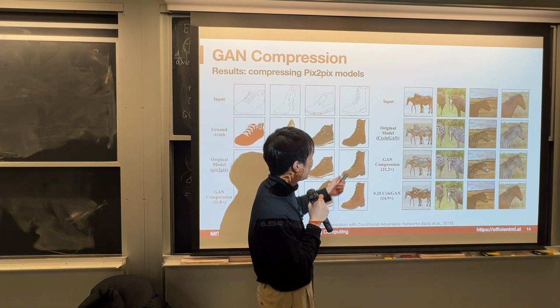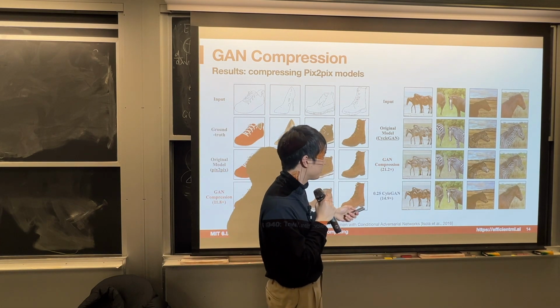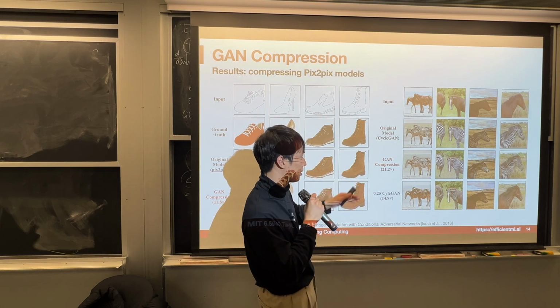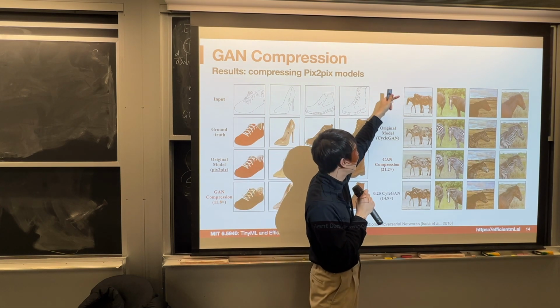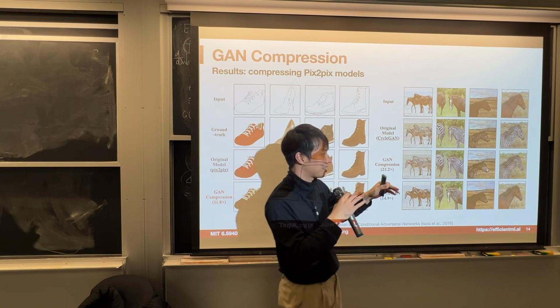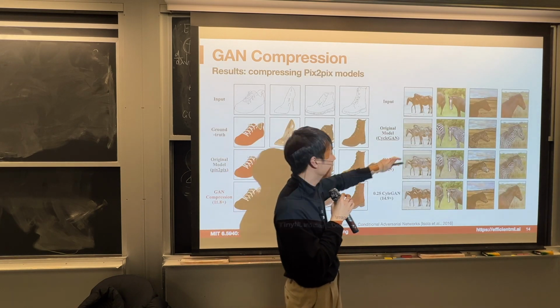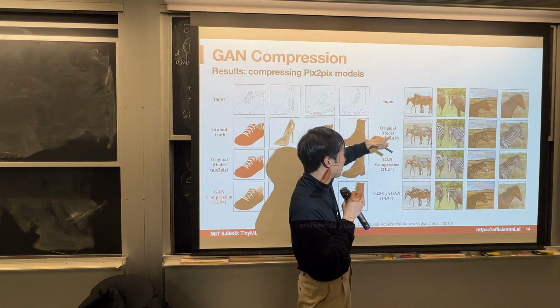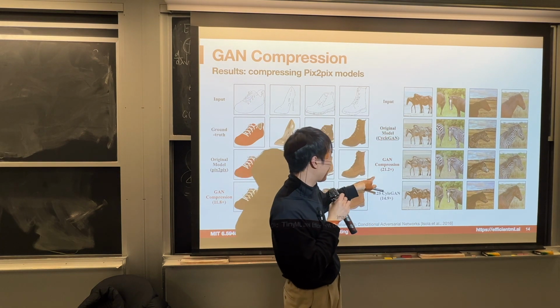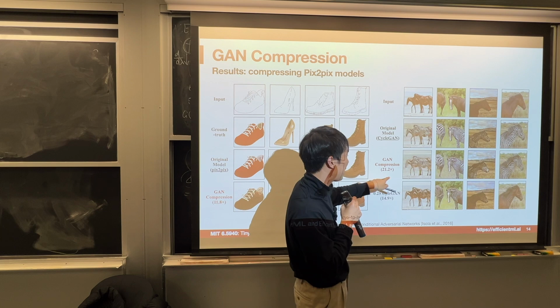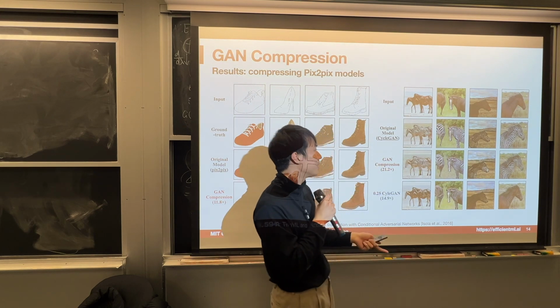So this is the horse to zebra application. This is actually unpaired training because we don't have paired data for horse and zebra at the same composition and same pose. So the model unsupervisedly learns to align between the two domains. And with our method, we are able to compress the model by 20 times while maintaining the visual quality.